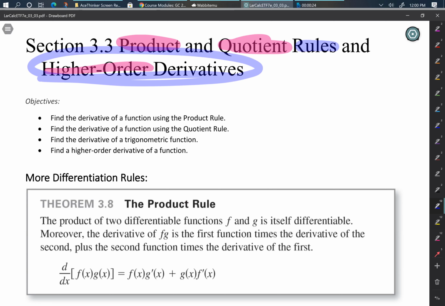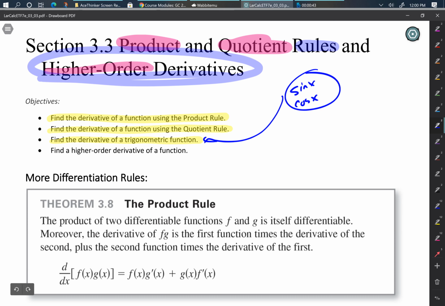All right, so the objectives for this section, very straightforward. Find the derivative of a function using the product rule. Find the derivative of a function using the quotient rule. Find the derivative of the other trigonometric functions, because if you think back to last section, all we had were derivative rules for sine x and cosine x, and that's only 2 out of 6, so we need more. And then find a higher order derivative. That means find a second derivative or a third derivative.